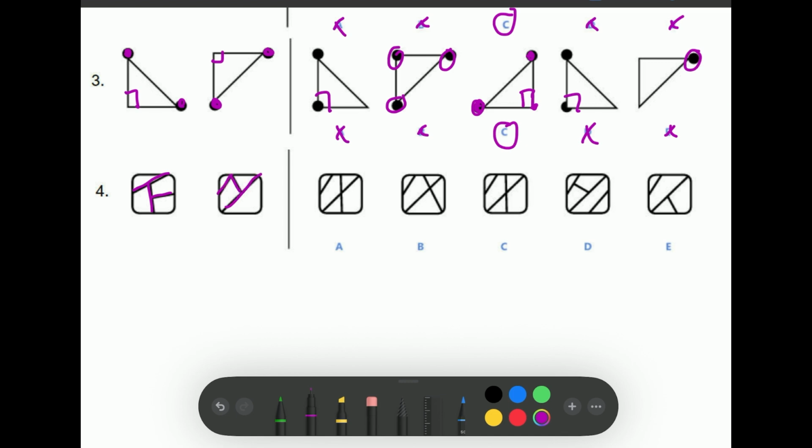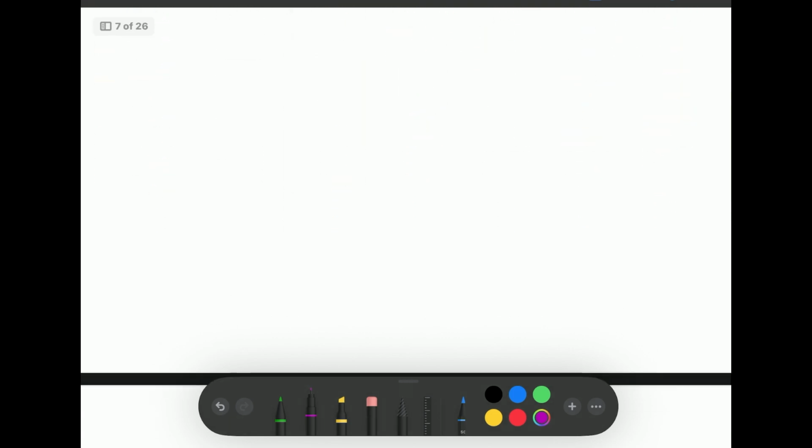And as you can see, the lines don't overlap each other. They just touch each other. So it's not A because they overlap here. It's not B because they overlap again. Not C because they overlap again. Not D because there's 1, 2, 3, 4 lines when there should only be 1, 2, 3. So the answer is E. We've got 1, 2, 3 lines and they don't overlap.